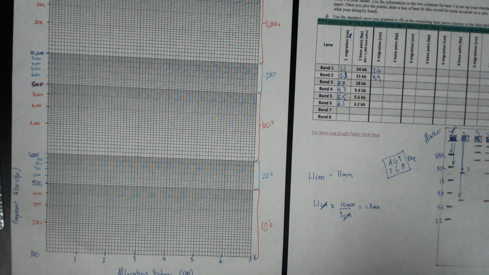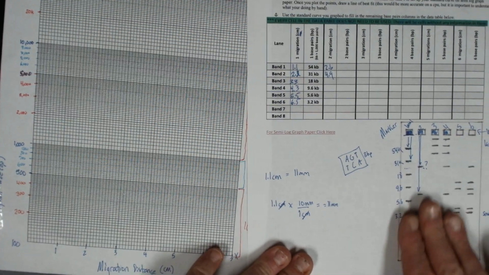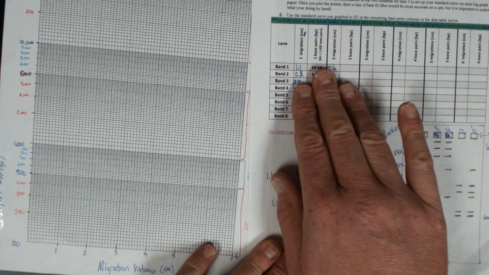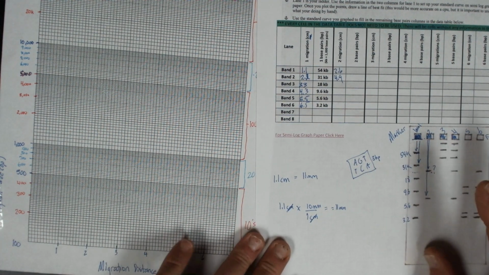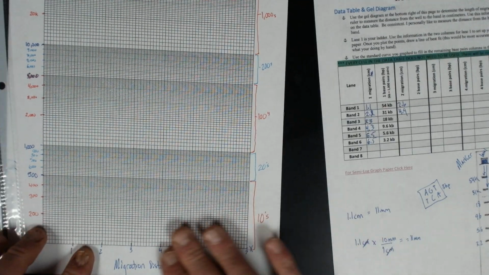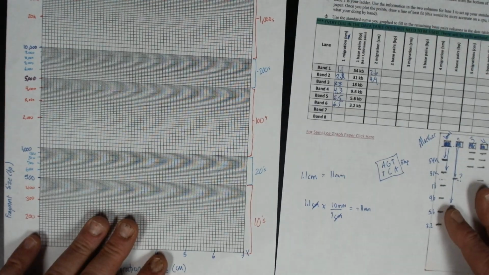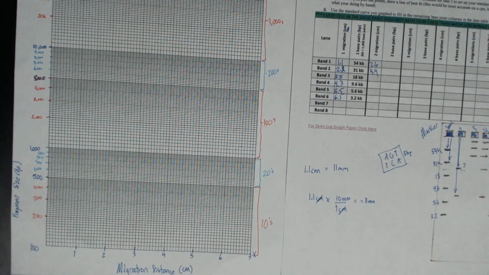This is the third part to the semi-log session videos. Part one, we looked at how we read this gel and analyze it to fill in our migration data. Part two, we learned how to set up a semi-log graph, and this is part three. So we're going to graph a standard curve.